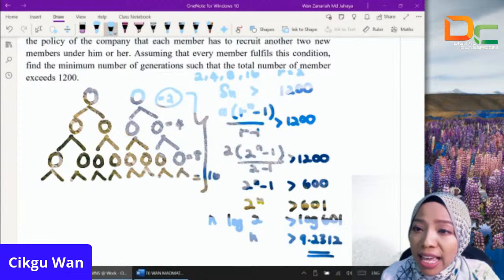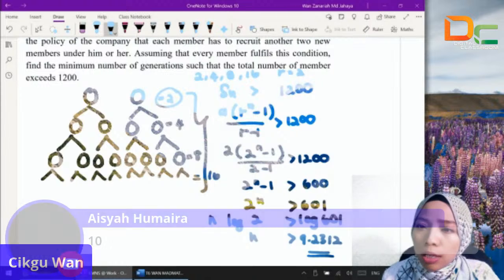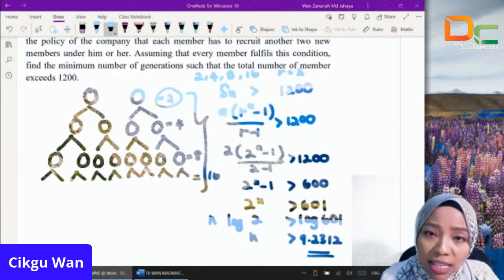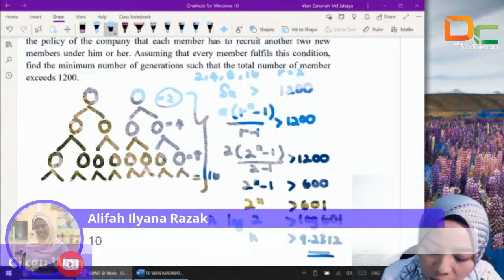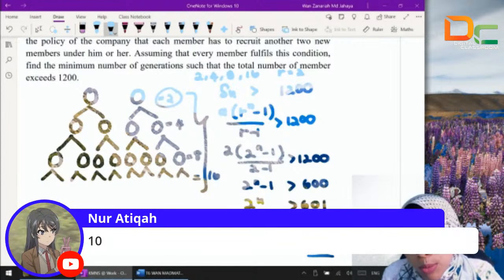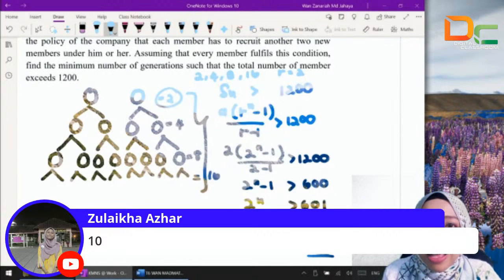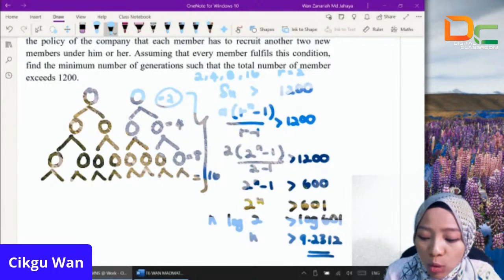Yes, very good. Hafiz, Aisyah, Wani, Burhanuddin, Alifah, Iliana, Fatimah, semua dapat betul. So n adalah 10. Okay, ada yang nak cakap 12. Boleh tak cakap 12? Cikgu, n lebih besar daripada 9, 12 pun lebih besar daripada 9. 15 pun lebih besar daripada 9, teacher. Boleh tak? Apakah jawapannya? Kenapa tak boleh? Kenapa kena 10?